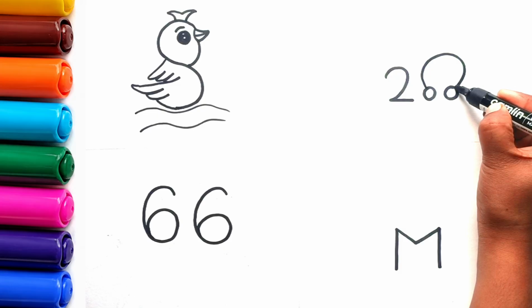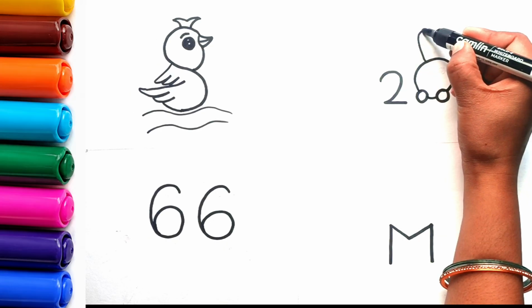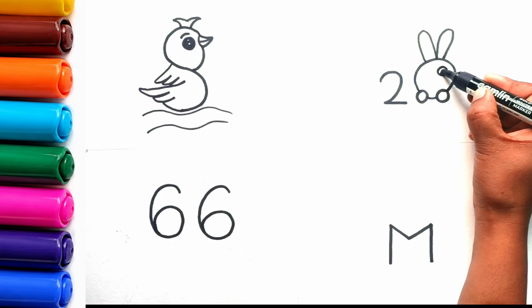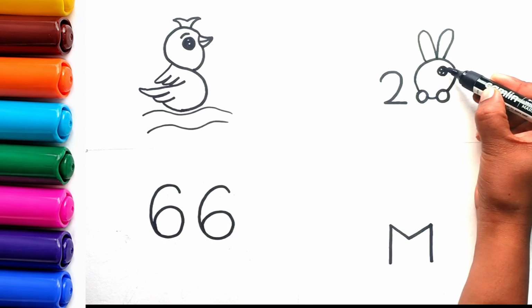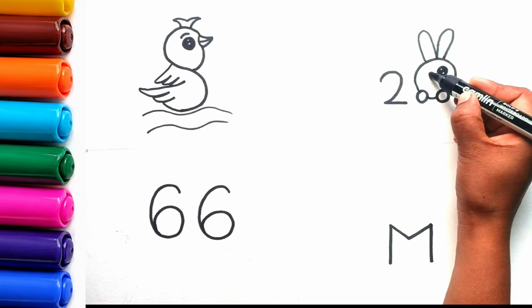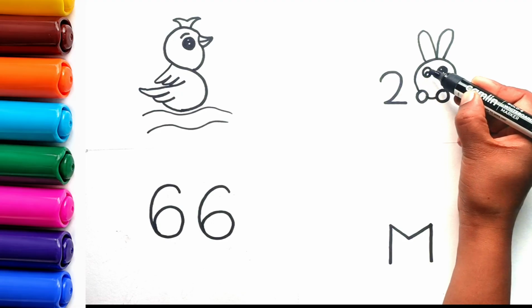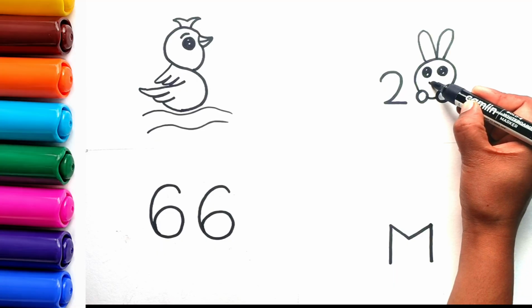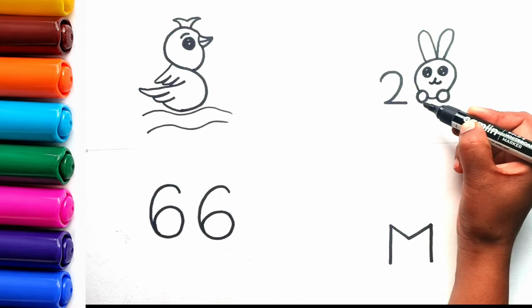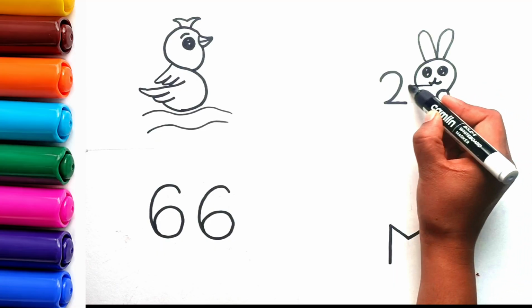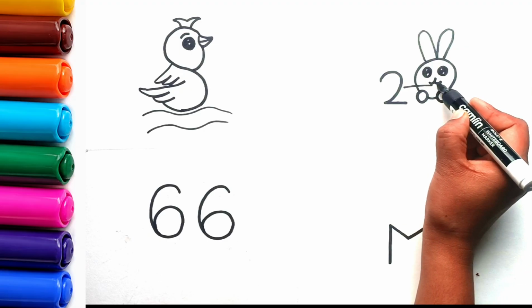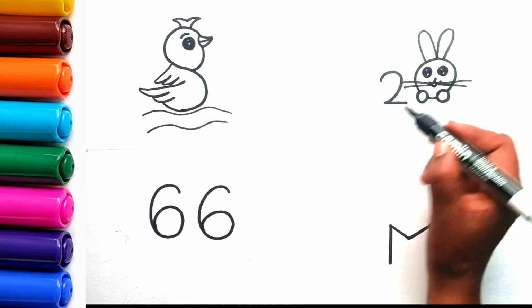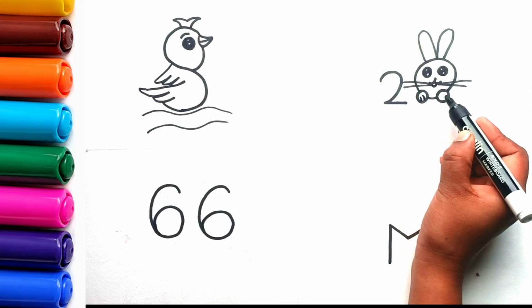Oh, 200. What is this? A circle, ears, eyes. Yes. So cute. Eyes are very beautiful and cute. And this is a mouth. Face is almost ready. Wow.